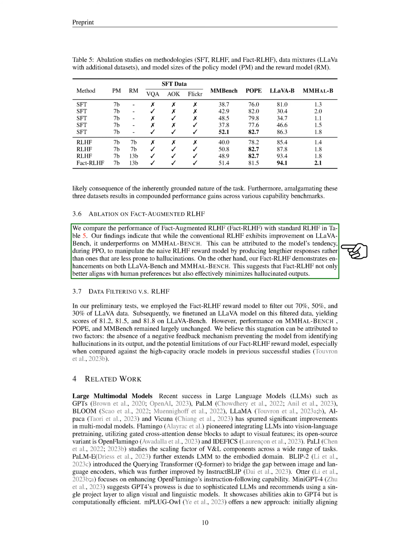We compared the performance of Factually Augmented RLHF, FACT-RLHF, with standard RLHF in a table. Our findings show that while the conventional RLHF shows improvement on LLAVA bench, it underperforms on MMHAL bench. This can be attributed to the model's tendency, during PPO, to manipulate the naive RLHF reward model by producing lengthier responses rather than ones that are less prone to hallucinations. On the other hand, our FACT-RLHF shows improvements on both LLAVA bench and MMHAL bench. This suggests that FACT-RLHF not only better aligns with human preferences but also effectively minimizes hallucinated outputs.